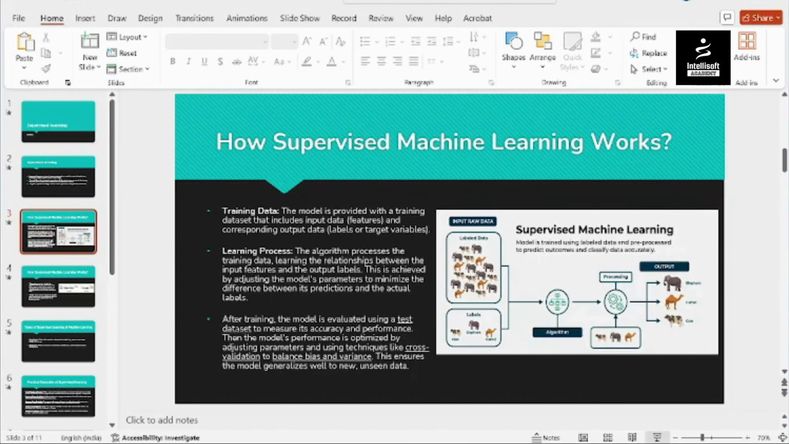Then comes the learning process. The algorithm processes the training data, learning the relationship between the input features and the output labels. This is achieved by adjusting the model's parameters to minimize the difference between its prediction and the actual label. So the algorithm learns the relationship between the data and its output. This was the whole summary, whatever was written over there.